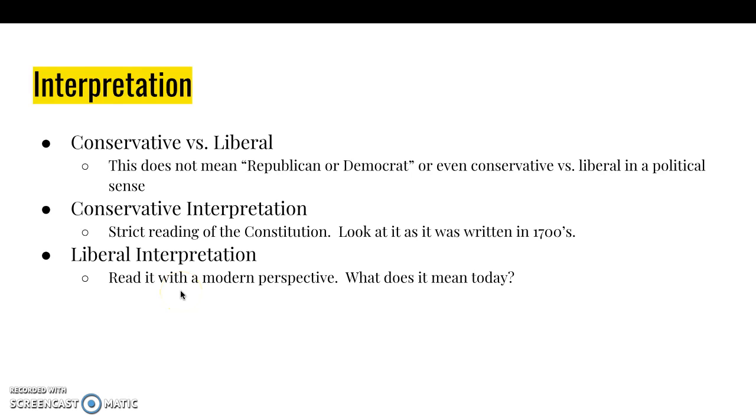When we talk about a liberal interpretation of the Constitution, we read it with a modern perspective. So we might look at that if we were questioning marriage. You might say, well, marriage is protected by the 14th Amendment, and that aspect, because it's a legal binding contract, the 14th Amendment would deal with it. So that would be a liberal interpretation. We don't look at it as it was written in the 1700s. We look at it as if it was what it could mean today.